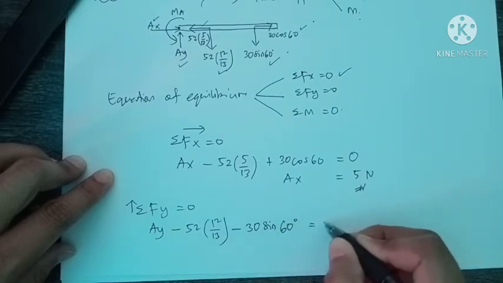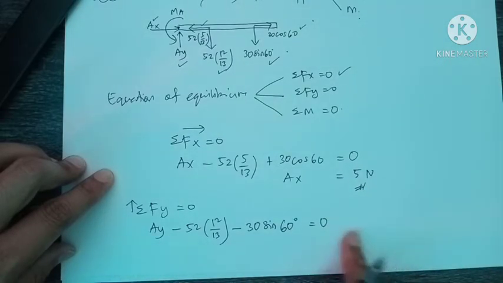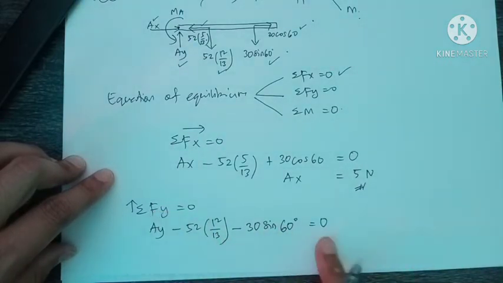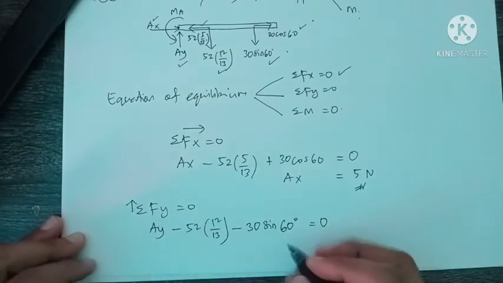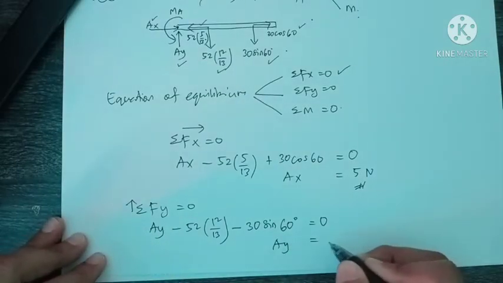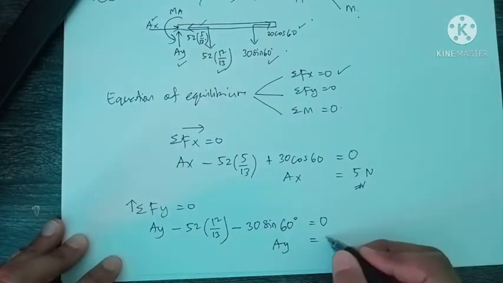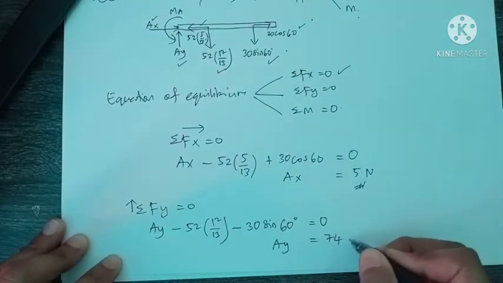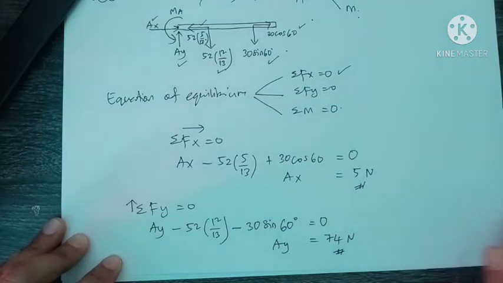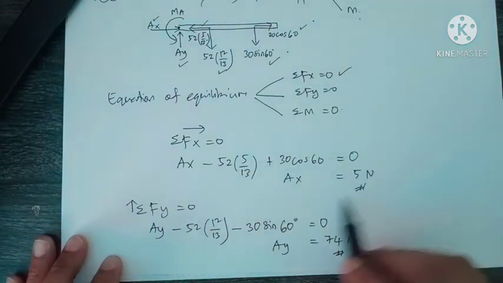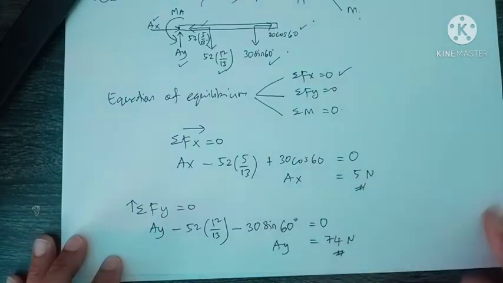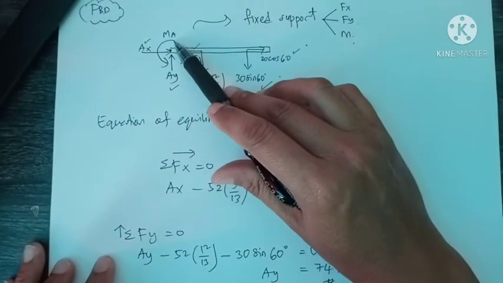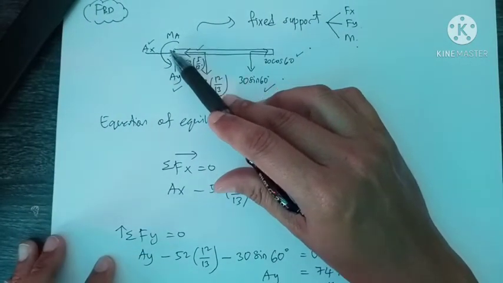So according to the equilibrium condition, the summation of all forces in y direction shall equal 0. So by doing your math, you will get directly the value of AY here. So AY equal to 74 Newton. Okay, the last one is for the moment. We have got the answer for reaction forces AX and AY. So the last one is the reaction moment at point A.